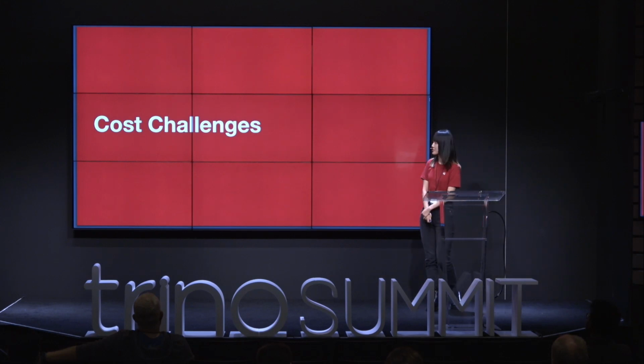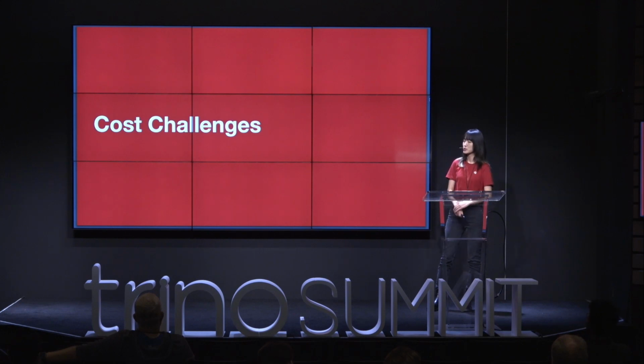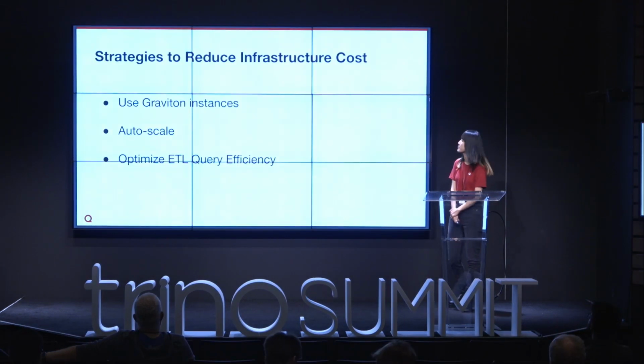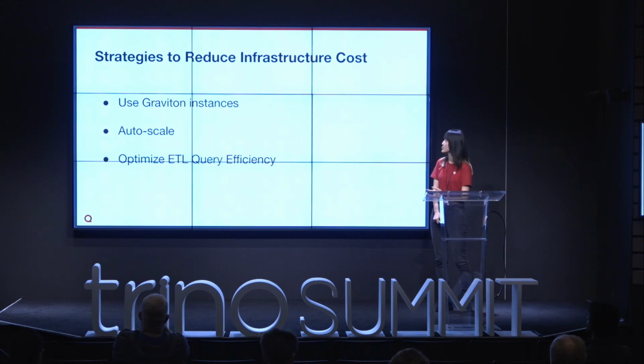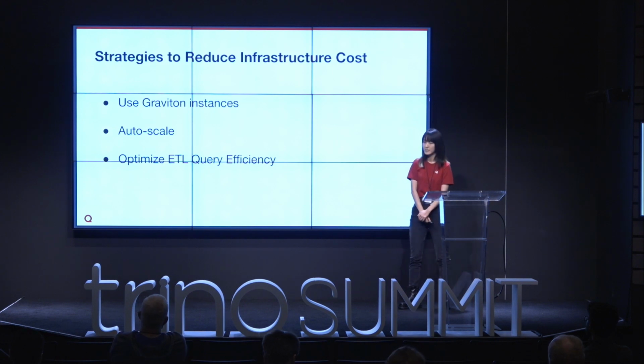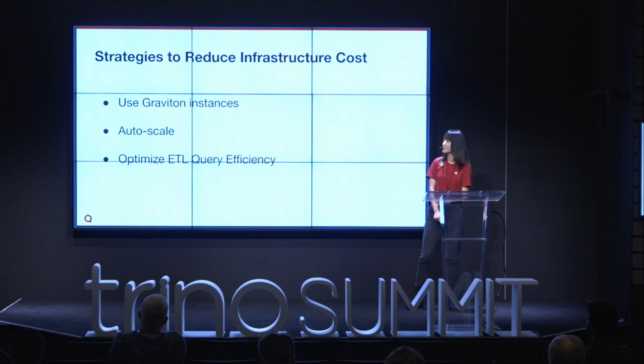Moving to our first challenge, cost. As our usage grew at Quora, so did our infrastructure cost. In order to control the cost, we had to rethink many of the choices we made initially and try out different things to see if they can apply to our use case. Here are the 3 strategies I'd like to cover to reduce infrastructure costs at Quora. The first one is using Graviton instances. The second one is autoscaling our Trino clusters. The third one is optimizing ETL Trino query efficiency.